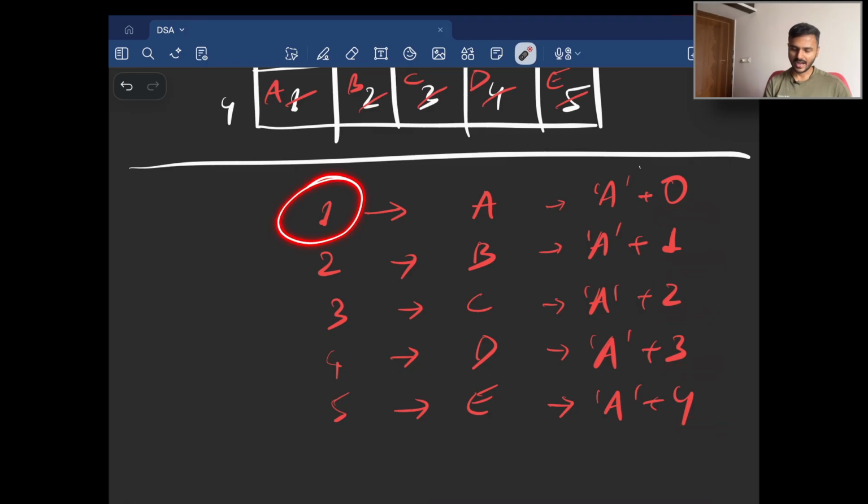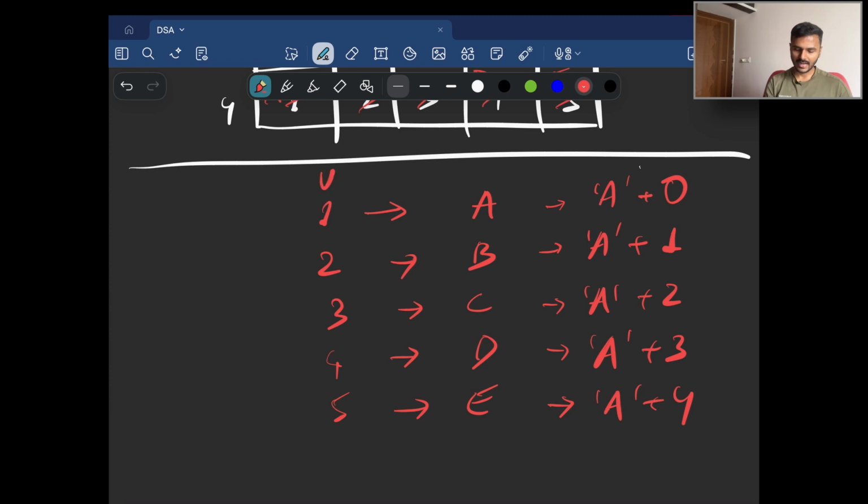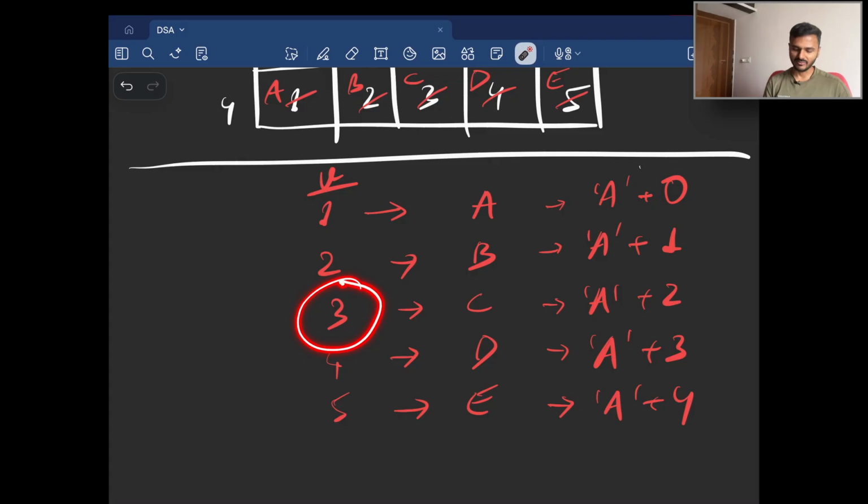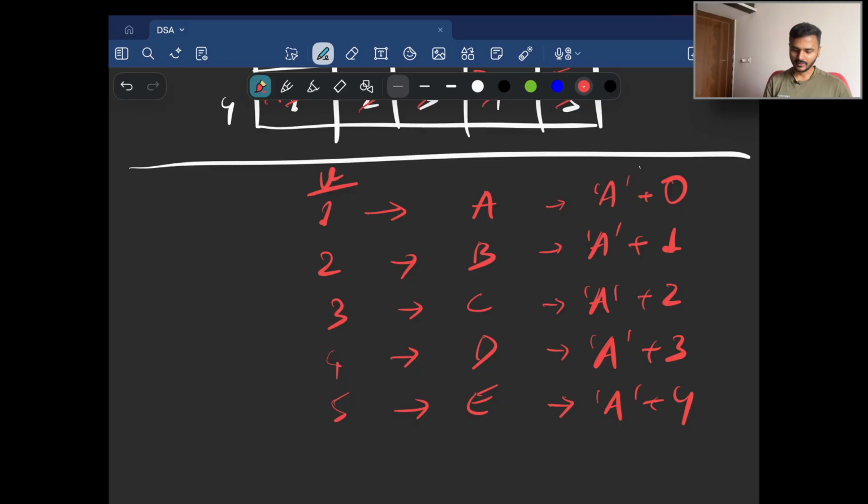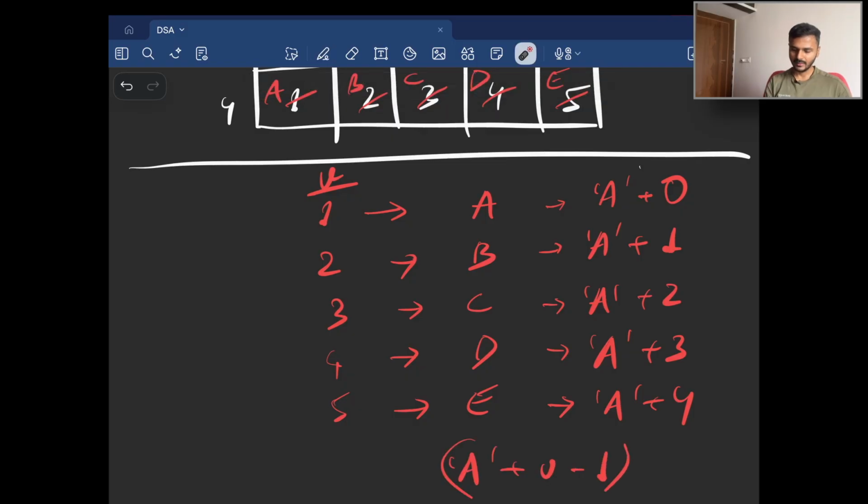So wherever we had 1, we are adding 0. Wherever we had 2, we are adding 1. Wherever we had 3, we are adding 2, and so on. So if I assume that this is V, then for any given value of V, we are adding V minus 1 to A. So we can say A plus V minus 1. And if we make this change, we will be able to get A instead of 1, B instead of 2, C instead of 3, D instead of 4, and E instead of 5.